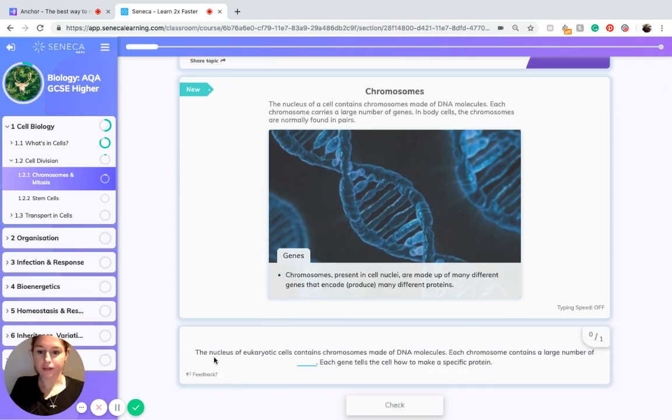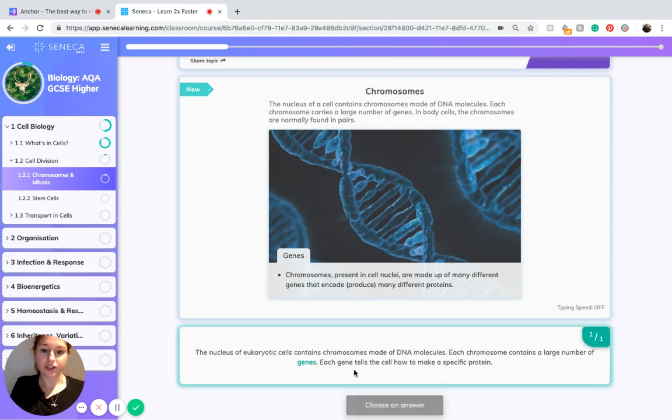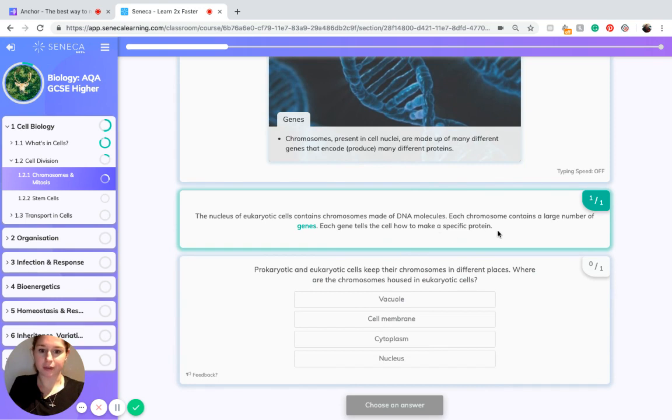As we've just learned, the nucleus of eukaryotic cells contains chromosomes made of DNA molecules. Each chromosome contains a large number of genes. Each gene tells the cell how to make a specific protein. So let's look at a quick question about this.